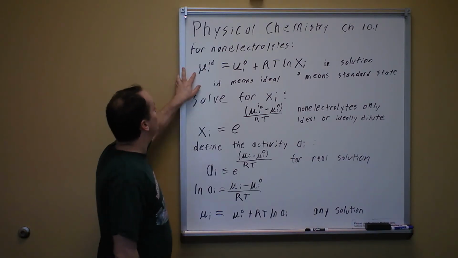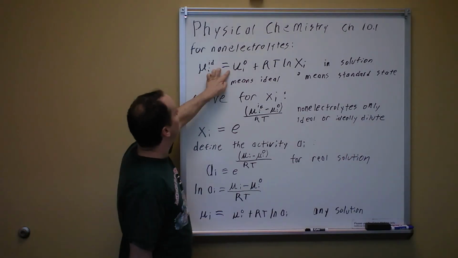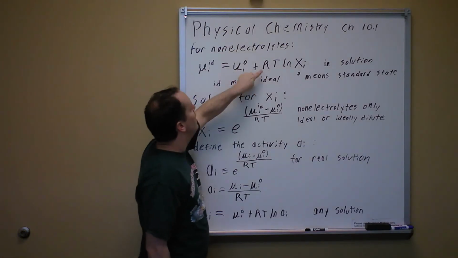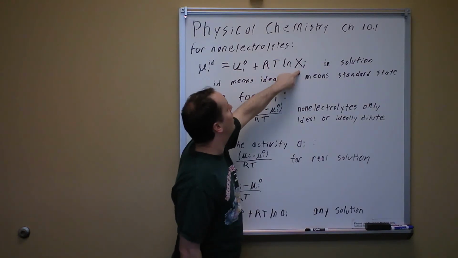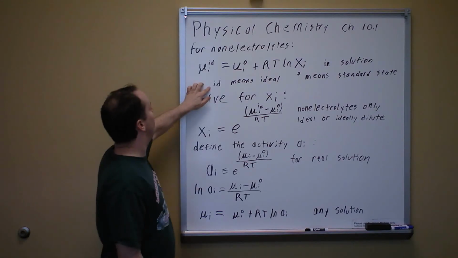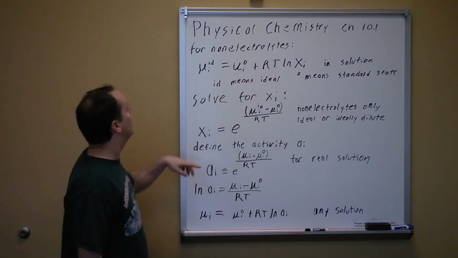Now we know that the chemical potential of substance I in an ideal solution is just equal to the chemical potential of substance I in the standard state plus the gas constant times temperature times the natural log of the mole fraction of the substance in the solution. Remember, we're abbreviating ID for an ideal solution, and the naught means standard state.